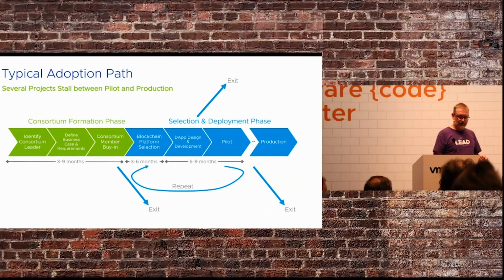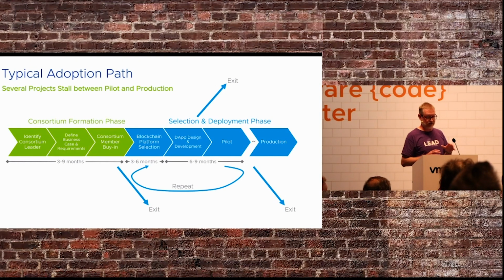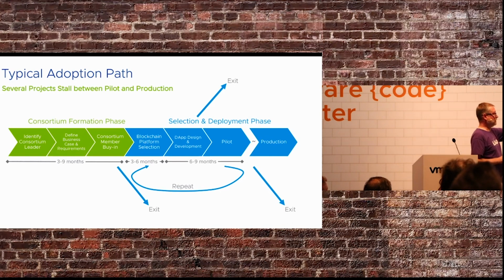So a typical adoption path to a blockchain application starts out with this consortium formation phase. We generally want to find a number of member agencies to work together, and one of those agencies organizes the whole thing, and they go out and find partners. In this case, the government would be one of the agents, and then all the grocery stores in your state, all of the hospitals, all of the people would become part of the consortium.